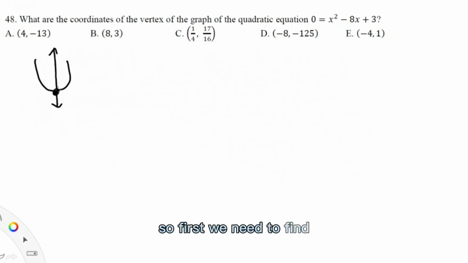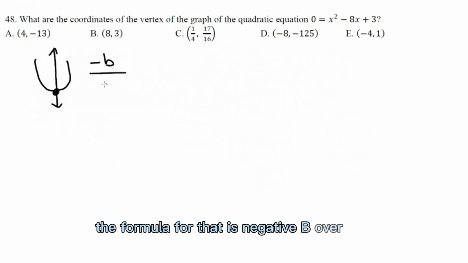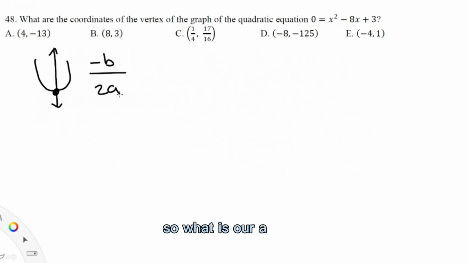So first we need to find the axis of symmetry. The formula for that is negative b over 2a. So what is our a value? What is our b value? What is our c value? That is what we need to know.